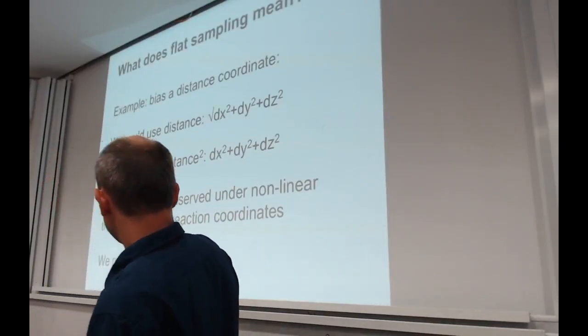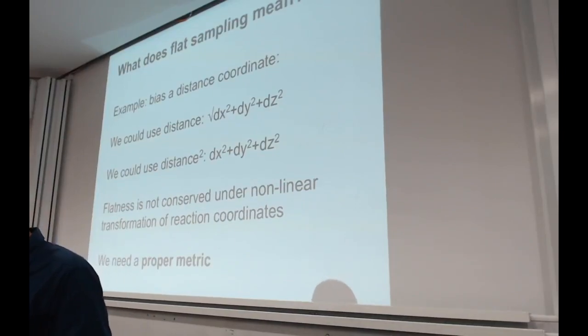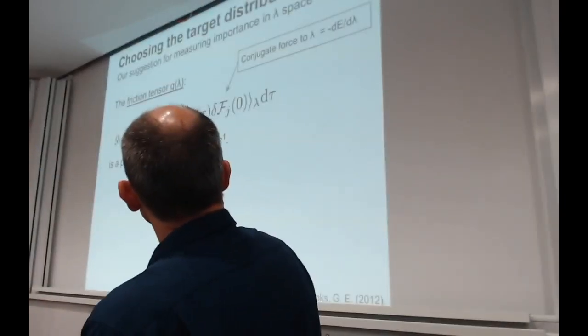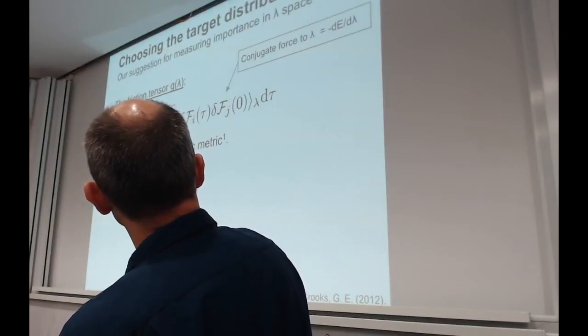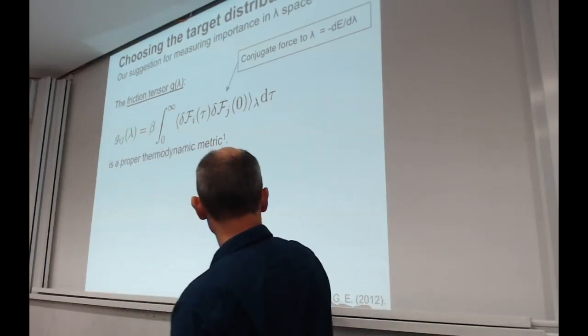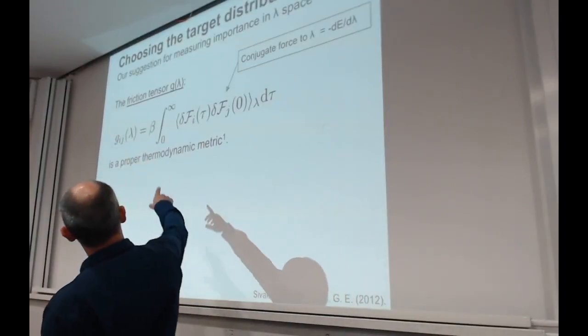So what this means is that you need a metric to describe distances in your system. So what should you use for a metric? We came up with this metric that's actually from a collaborator in our department, Jan Klitmar, who had inspiration from this metric from Sivak and Crooks here. So what we're going to use as a metric is a friction tensor.